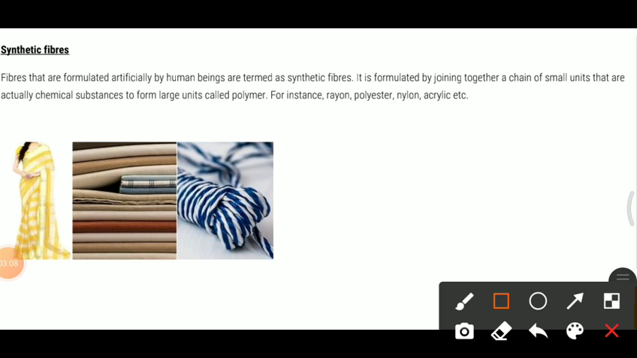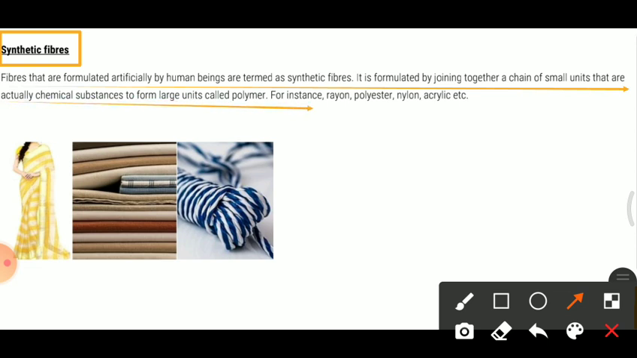The synthetic fibers are made by human beings. That is why these are called synthetic or man-made fibers. So here we can define synthetic fibers as fibers that are formulated artificially by human beings. It is formulated by joining together a chain of small units that are actually chemical substances to form large units called polymer. For example, rayon, polyester, nylon, acrylic, etc. are synthetic fibers.